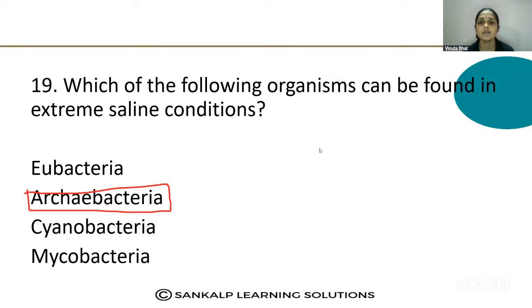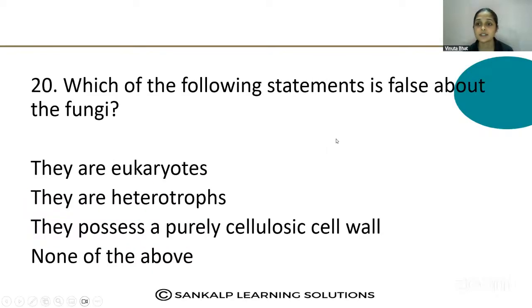Next question. Which of the following statements is false about the fungi? You have to find out the false, incorrect statement. First statement, they are eukaryotes. Yes, only Monera is the prokaryote, right? Remaining all are eukaryotes, belonging to the remaining kingdoms. They are eukaryotes, that is the correct statement.